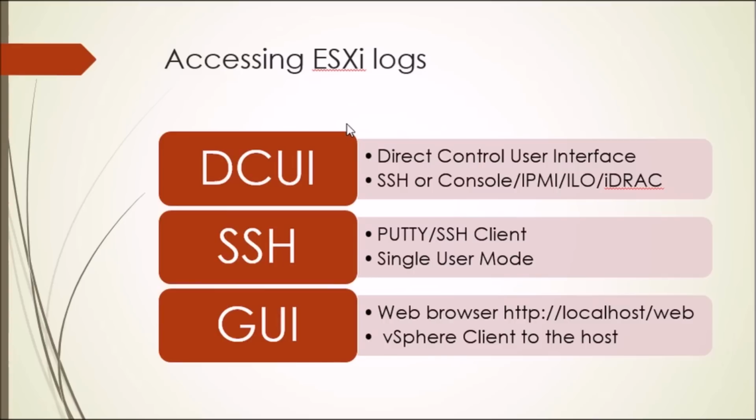From the GUI, it's possible to check the system logs in two ways. One is if you're connected to the ESXi host by using the vSphere client, then you can go down to the log option on the vSphere client itself and check the logs. The other thing you can do is open a web browser and go to localhost/web, and even that's an option to check the running system logs.